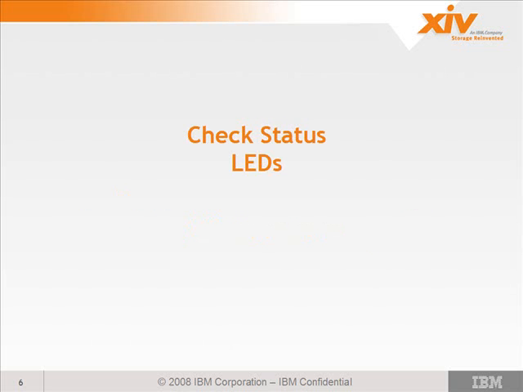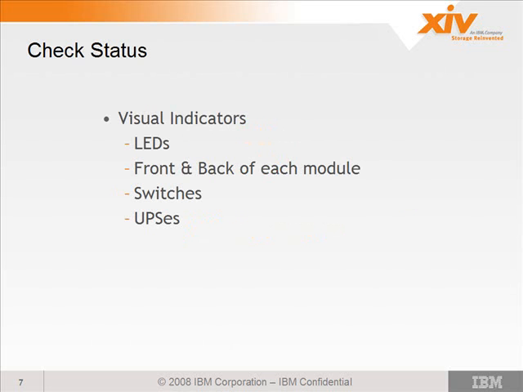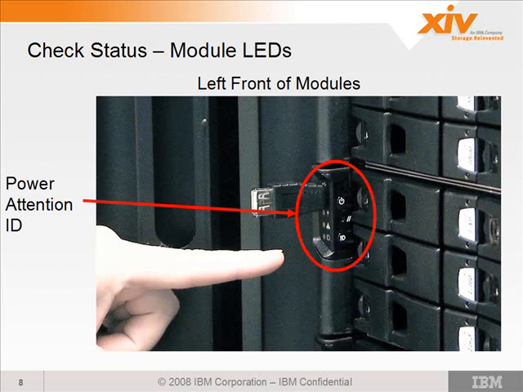So now we're going to look at checking the status LEDs. There's some visual indicators on each module. Each has front and back LEDs. We'll look at the switch LEDs and the LEDs on the UPSs as well. On the front of the modules, on the left-hand side of the module, there's a little op panel, if you will, that has the power button and an ID button. It also has an attention LED on it as well.